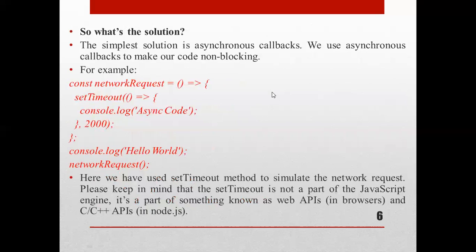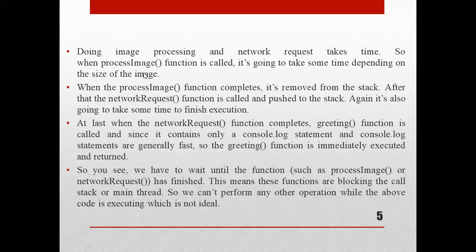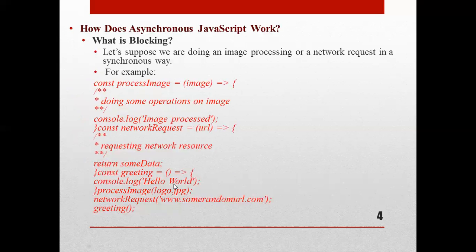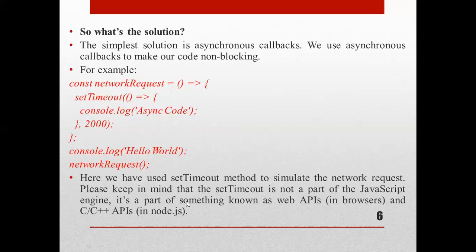Okay. So what is the solution for this? The simplest solution is asynchronous callbacks. We have to use asynchronous callbacks to make our code non-blocking. This is the blocking. So this process image and network request function will block the main thread. So the solution is to use asynchronous callbacks to make our code non-blocking.